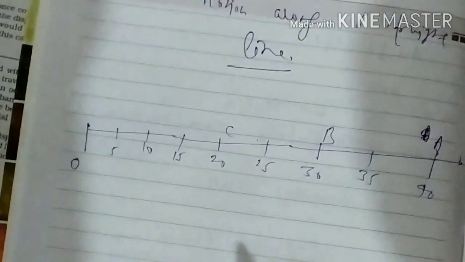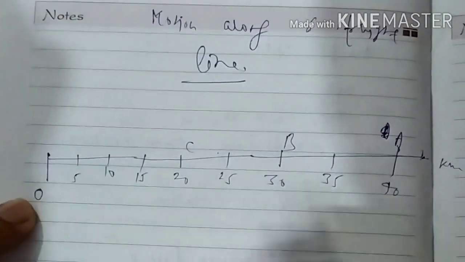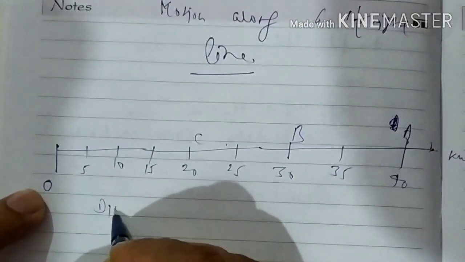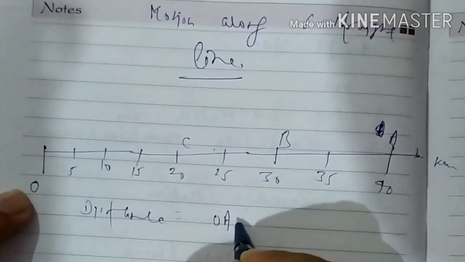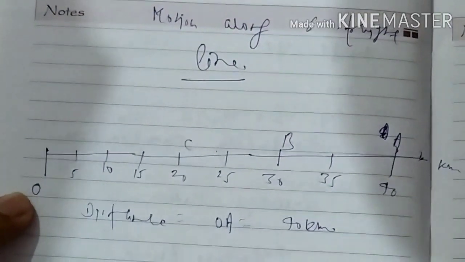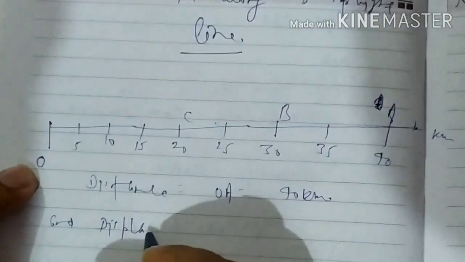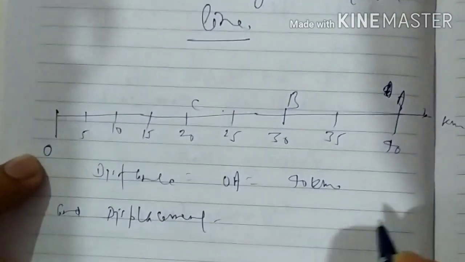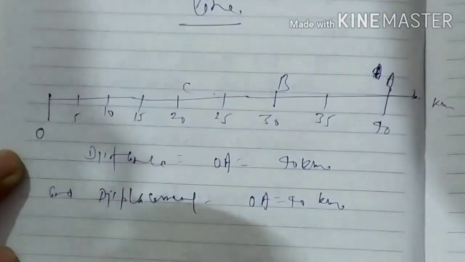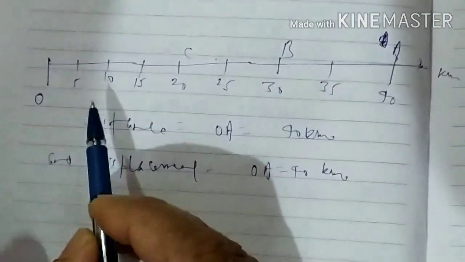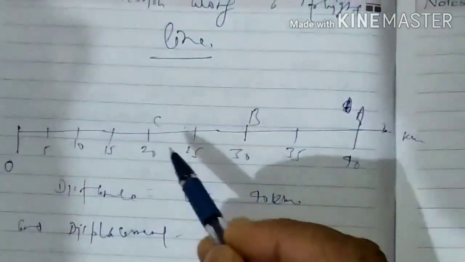So suppose that person starts to travel from O and reaches A. In this case, distance is equal to OA. This is equal to 40 kilometer, and displacement is also OA, and this is equal to 40 kilometer. But now the person returns back from A to B and B to C.